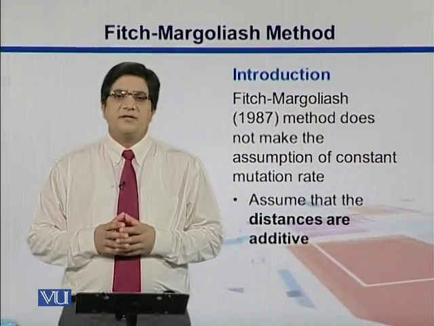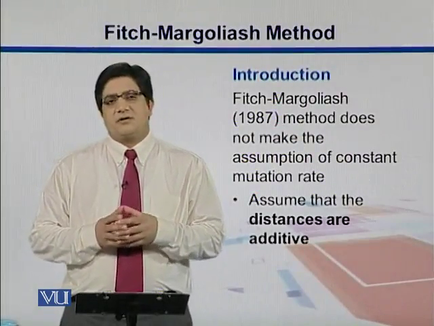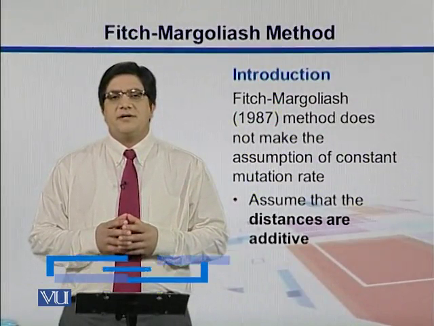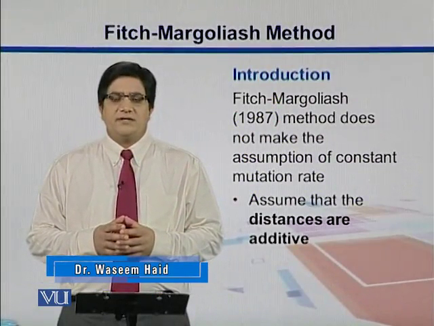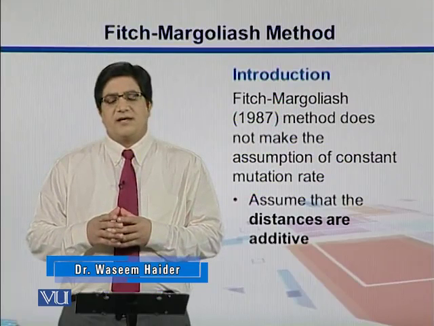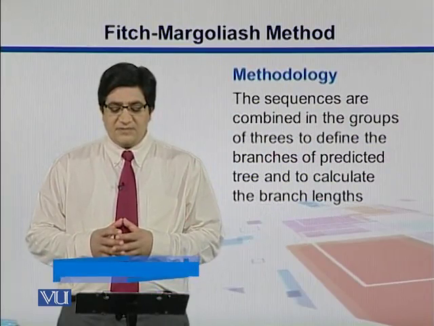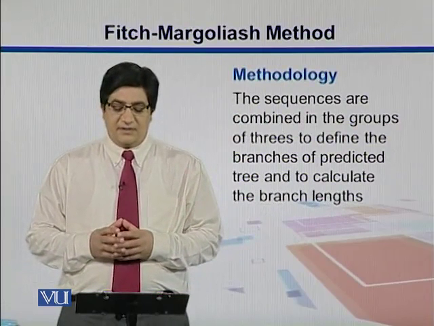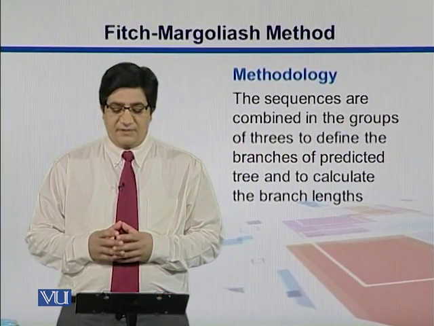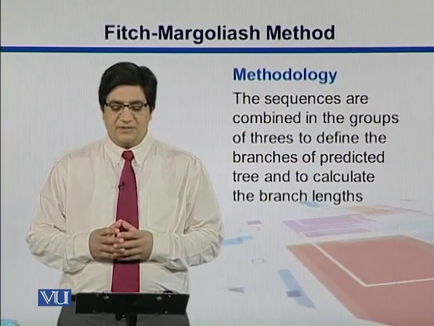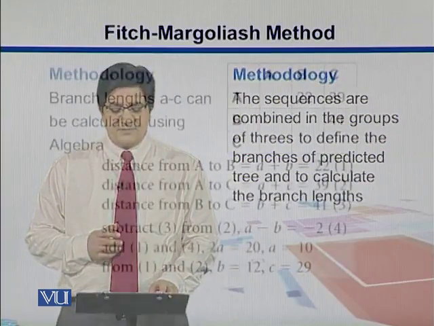Fitch-Margoliash method is another method. It does not assume the molecular clock hypothesis, that is, equal mutation rates, but it assumes additivity, that is, those branch lengths can be added up together. So the sequences are combined in groups of 3, and then we define the branches of the predicted trees and we calculate their branch lengths.